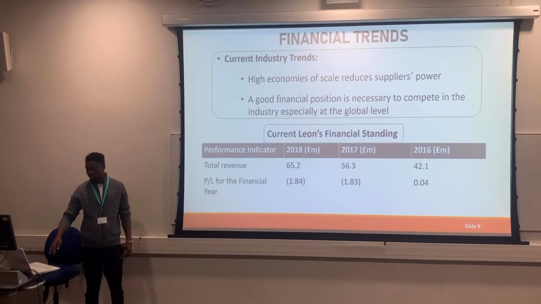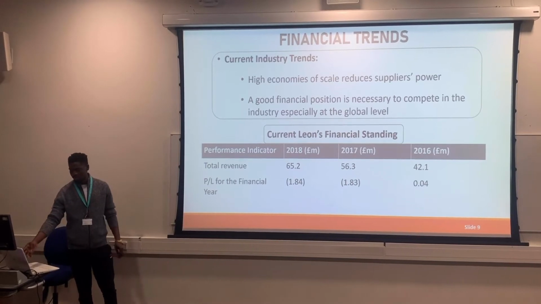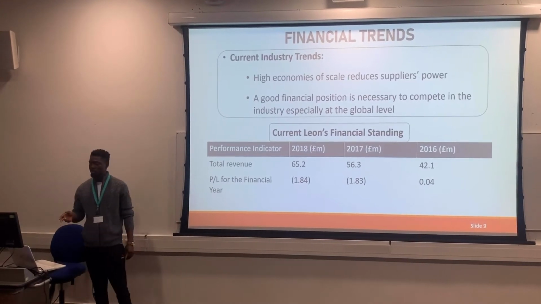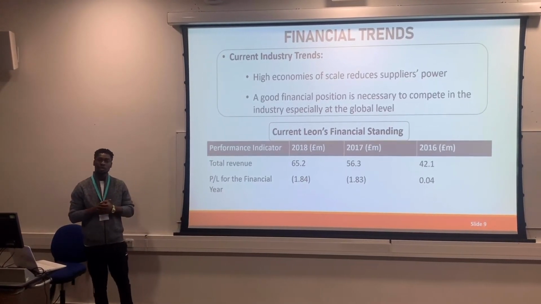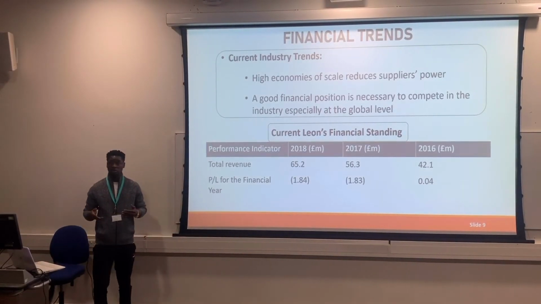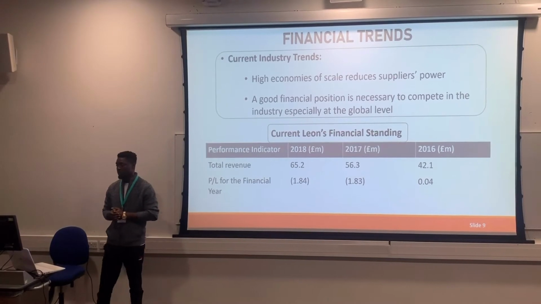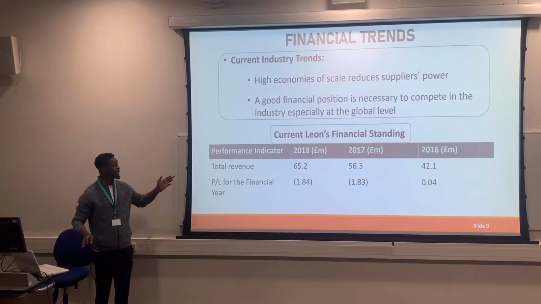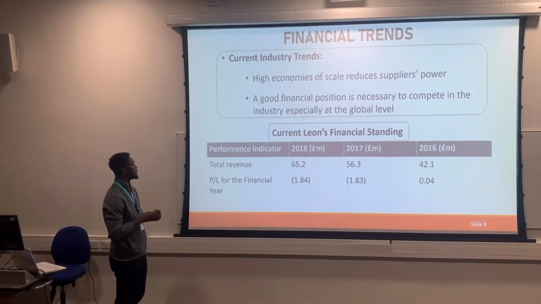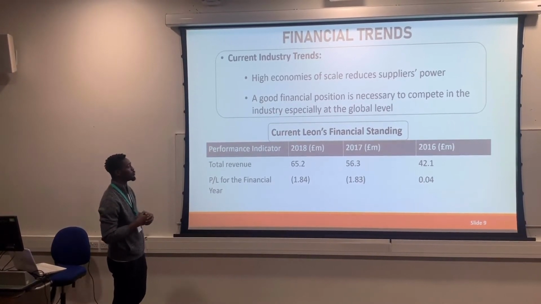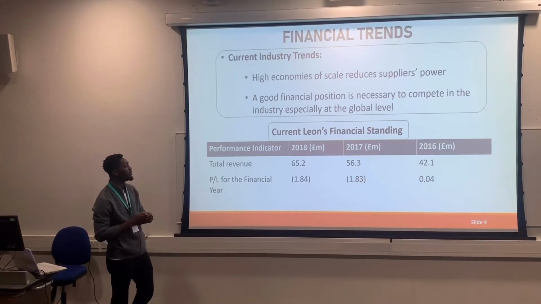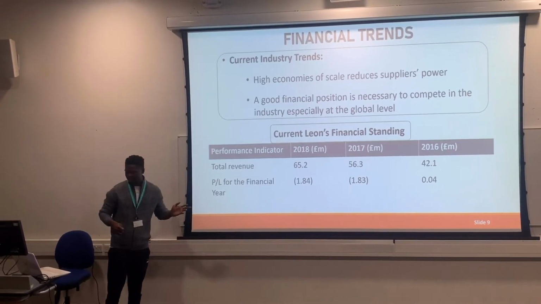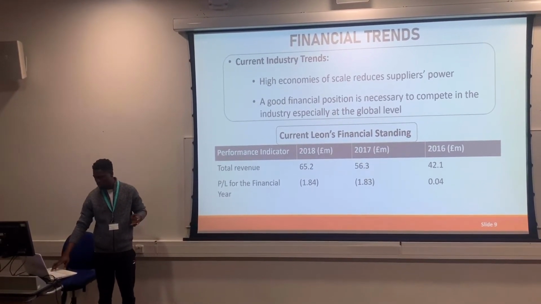So the current Leon's financial standing, this is just the financial standing of Leon from 2016 to 2018. 2019 is not available now because the restaurant is still running. The financial year is not yet over. So you can see from 2016, Leon actually made profit, and the total revenue is 42.1. 2017, 56.3 million, and 2018, 65.2. But they eventually made loss. They ran at a loss from 2017 to 2018.